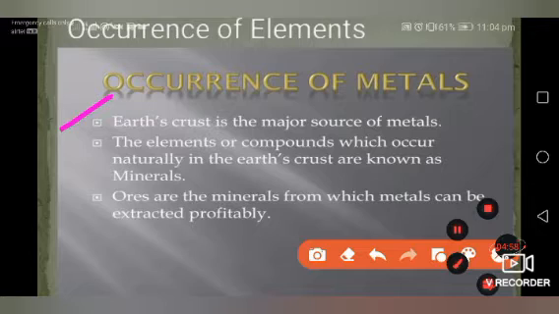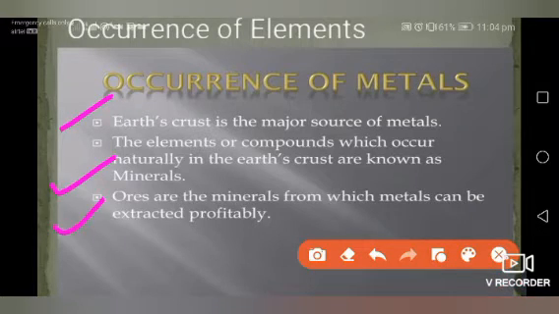The elements or compounds which occur naturally in the earth's crust are known as minerals, and ores are the minerals from which metal can be extracted profitably. Okay, so all those metals except gold, silver, platinum, mercury are present in the free state in the earth's crust, meaning not in a combined state, not reactive.